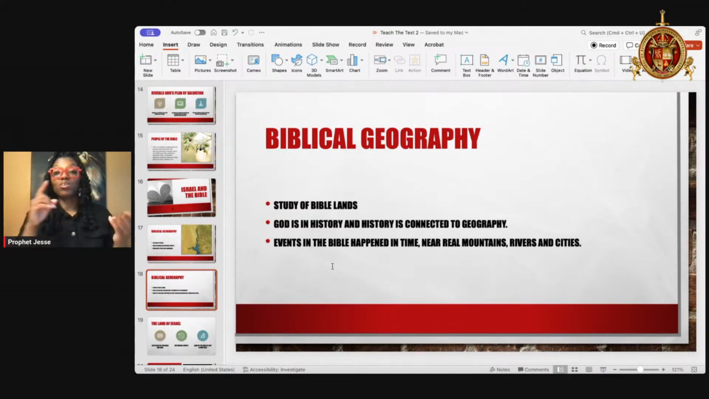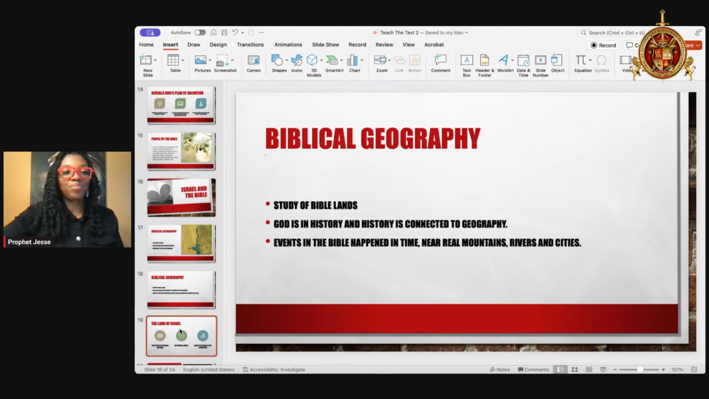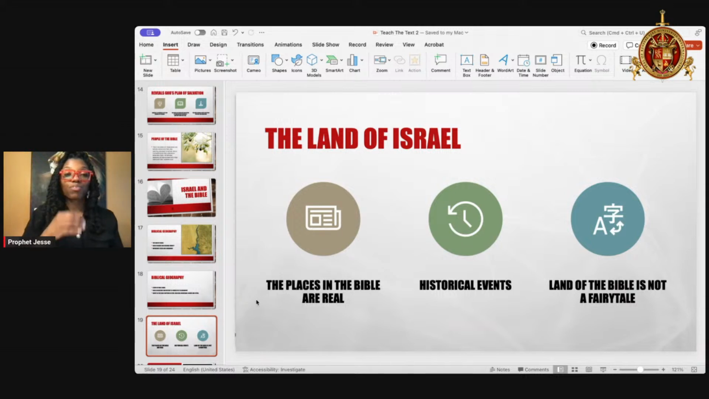Events in the Bible happen in real time, near real mountains, rivers, and cities. All of these things are real. A lot of times when we talk about the Bible, a lot of people tend to think of it as a fairy tale or something that's just not real. But the Bible is real. There are real places, real mountains, real rivers. The land of Israel: again, the places in the Bible are real. Historical events happened. The land of the Bible is not a fairy tale. This is real life. It happened in real time.